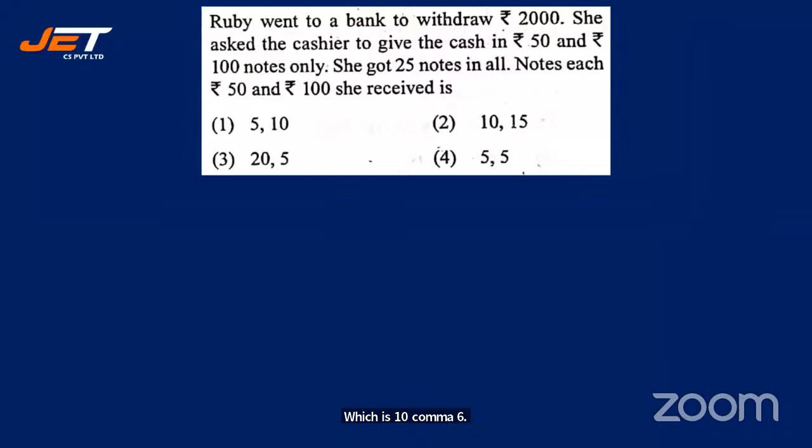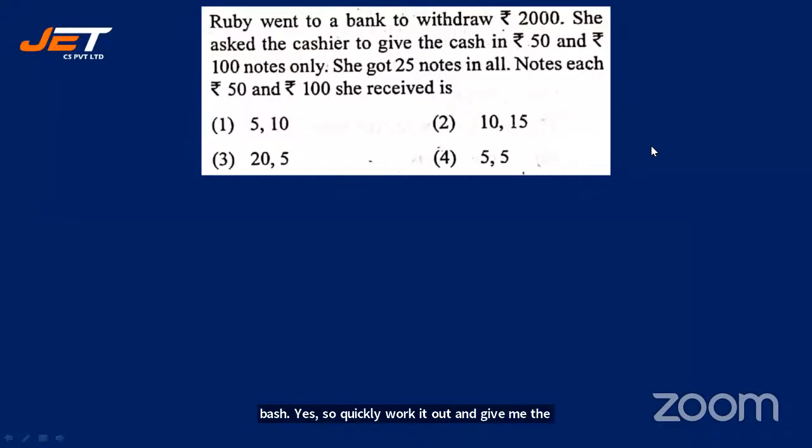Ruby went to the bank to withdraw rupees 2,000. She asked the cashier to give the cash in 50 rupee and 100 rupee notes only. She got 25 notes in all. The number of notes each of rupees 50 and rupees 100 she received is dash. Yes. So quickly work it out and give me the answer.